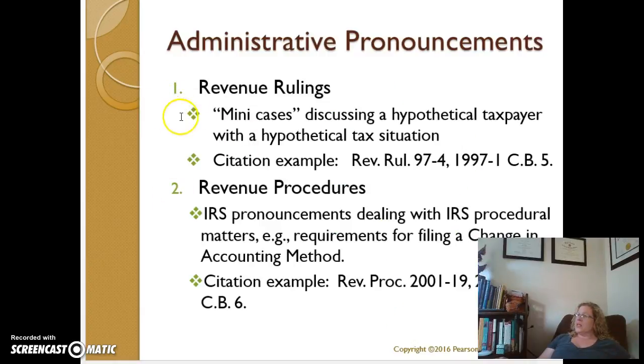So revenue rulings, these are mini cases discussing a hypothetical taxpayer with a hypothetical tax situation. The citation example is shown here. Revenue procedures include IRS pronouncements dealing with IRS procedural matters and requirements for filing a change in an accounting method, for example. Here's your citation example. They start with revenue procedure.